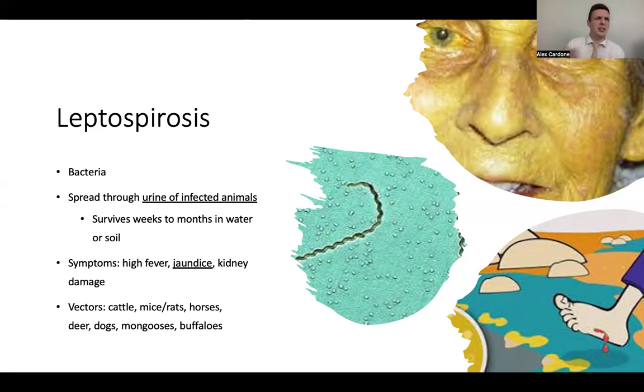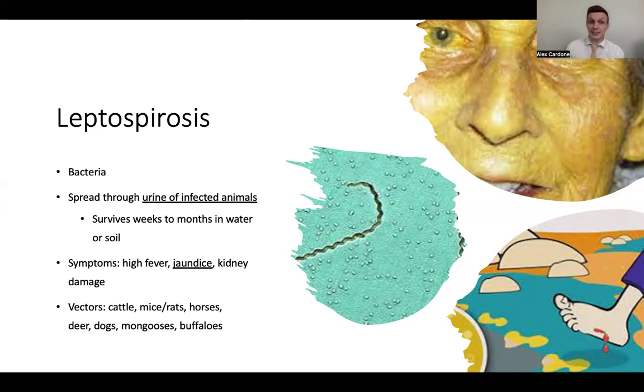and that person has, there's a lot of ifs, if that person were to have an open wound or an open sore, it's possible that this bacteria could get into their body through that passage of the urine, especially because the leptospirosis-causing bacteria can survive weeks to even months in soil and water.